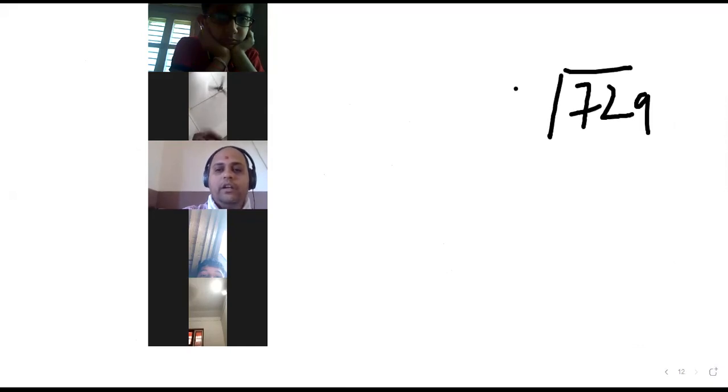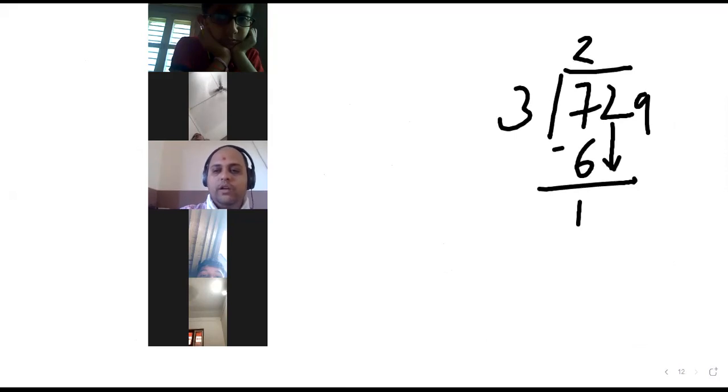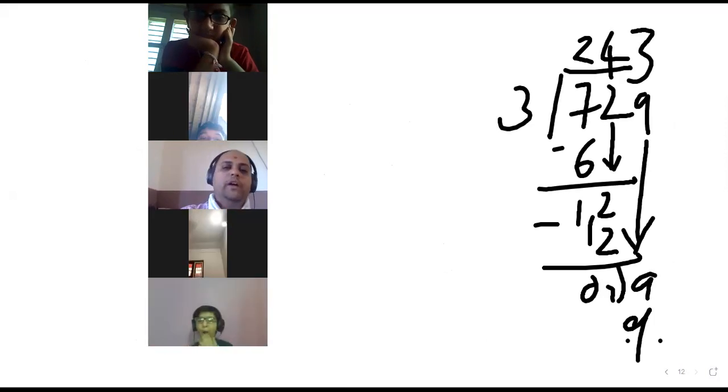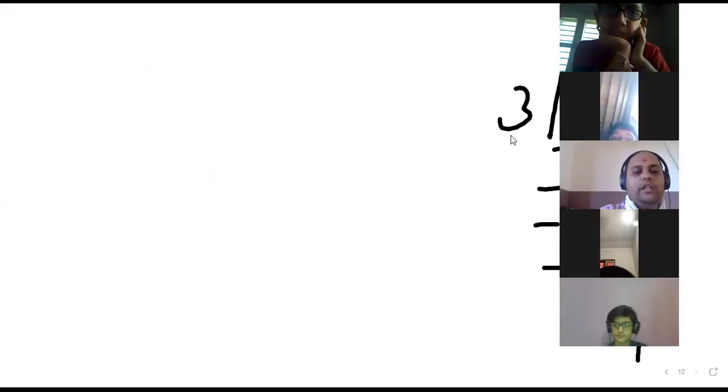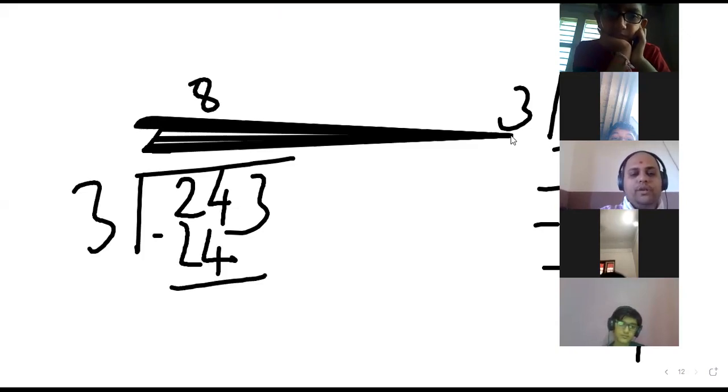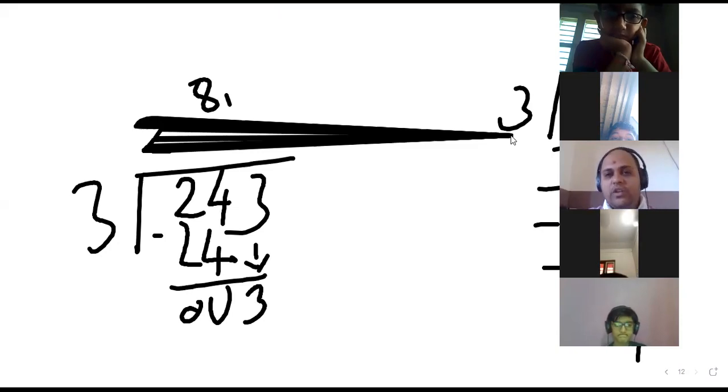729 divided by 3. So 3 2s are 6. 7 minus 6 is 1. 2 comes down. 3 4s are 12. 12 minus 12 is 0. 9 comes down. So 3 3s are 9. So you will have to put the value there. Then again 243 you will have to do. That 243 divided by 3. 3 8s are 24. 24 minus 24 is 0. 3 comes down. 3 1s are 3. Okay, that is how you actually do the factorization.